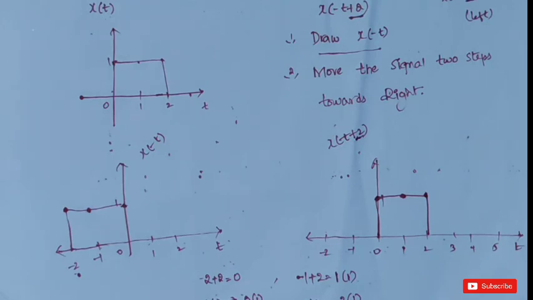In this way we can also find x of minus t minus 2. This is about the time reversal operation on a signal, also called the time folding operation on a signal. In the next video, let us see one more operation on signals.